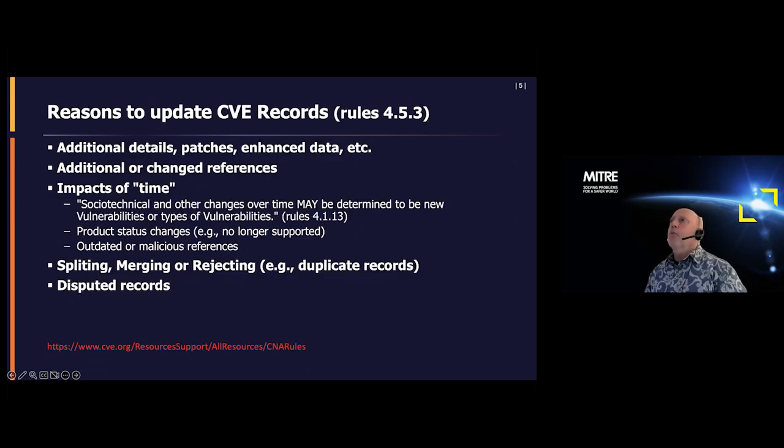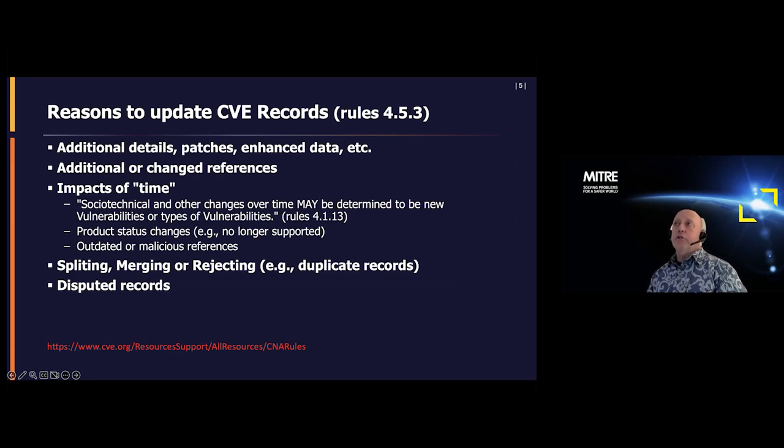Okay. So why would you want to update your CVE records? Well, I pulled this right from the rules. You can add additional data. You can say, hey, we now have a patch for this. You can add that information. You can put in your enhanced data. Hey, we figured out a good score we want to apply, or we've learned that a new weakness is covered by this. We'll add a CWE ID. All of that is great.